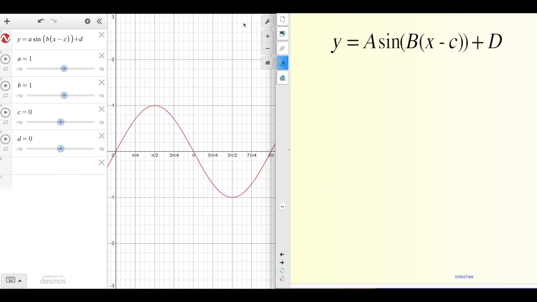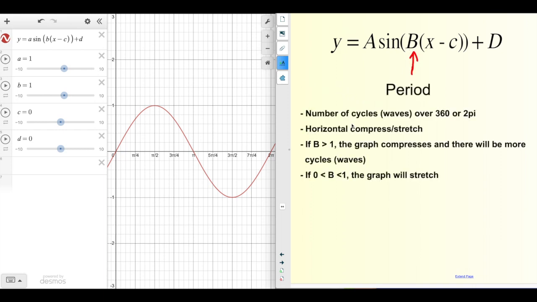All right, for our next variable, B, that's our period. So our period is the number of cycles or waves over 360 degrees, or 2 pi if we're working in radians. Right now we're working in radians, so over 2 pi. And you can see that on our graph here. We're going from 0 to 2 pi. Think of 2 pi as 360 degrees. That's one complete cycle. So as we increase and decrease our period, it's going to stretch or compress our graph.